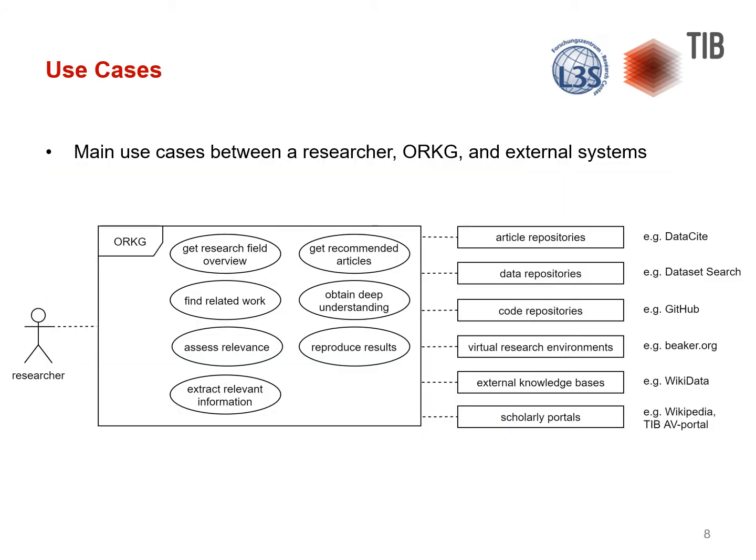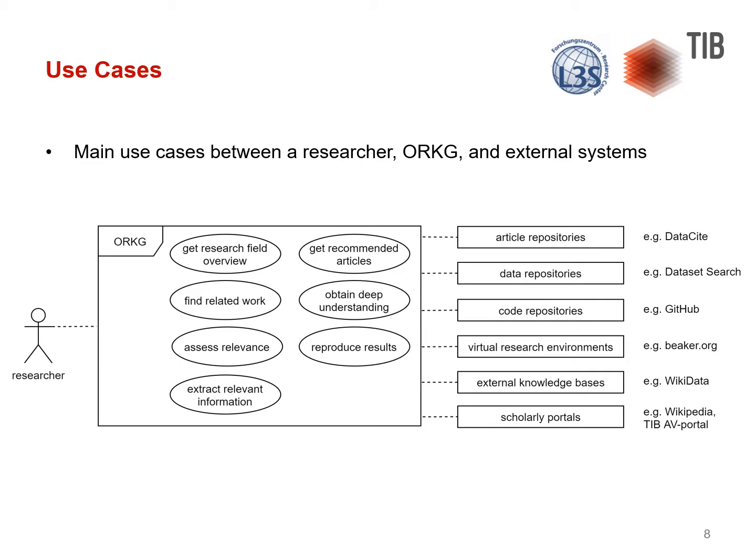In this use case diagram, you can see the most frequent use cases for researchers. Please note that this only represents our perspective and that you may have a different point of view. Since we also want to understand your point of view, we have prepared a small survey, which I will share with you at the end of the presentation. The Open Research Knowledge Graph system should support researchers in the following use cases.